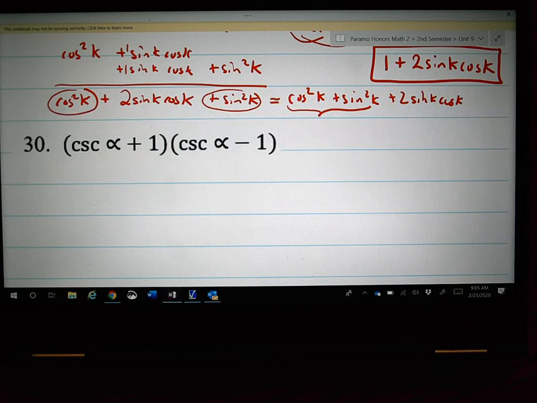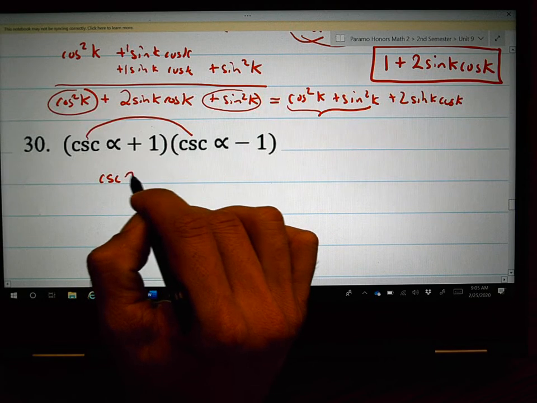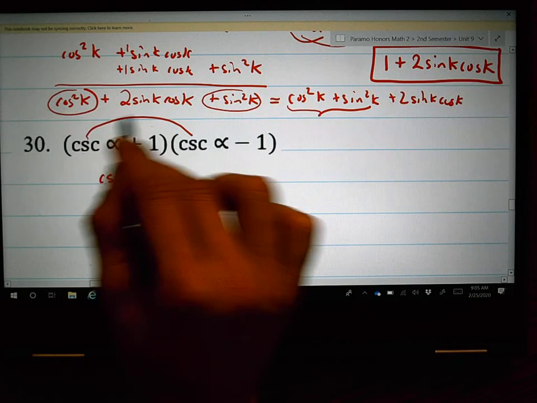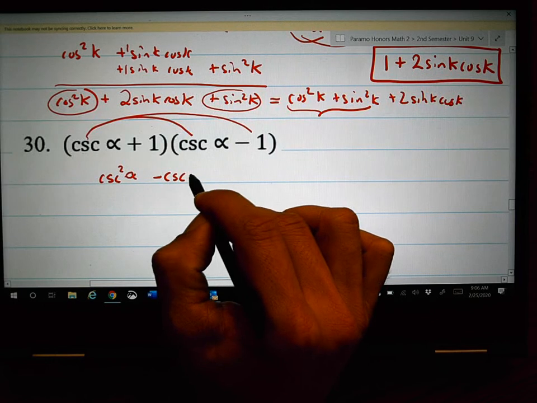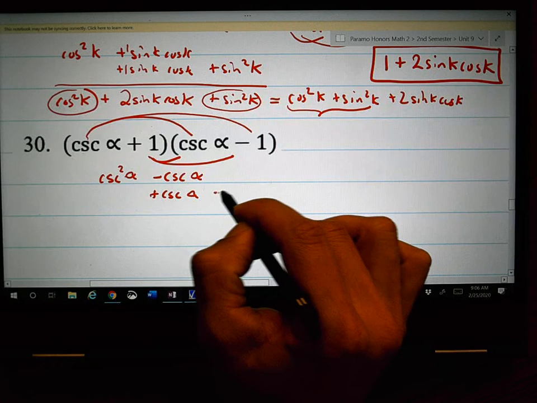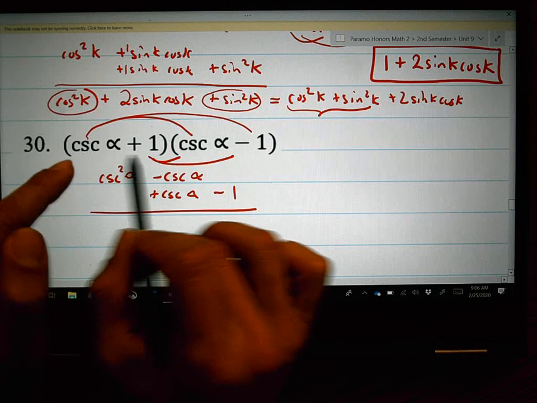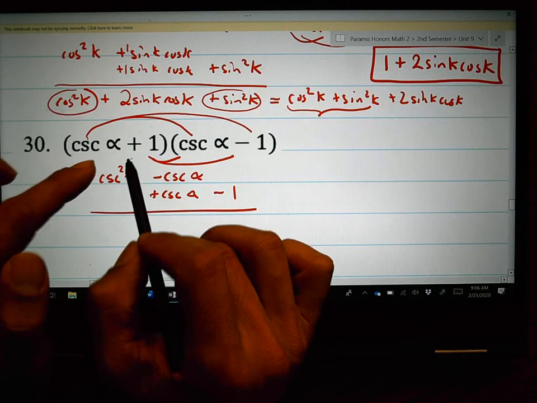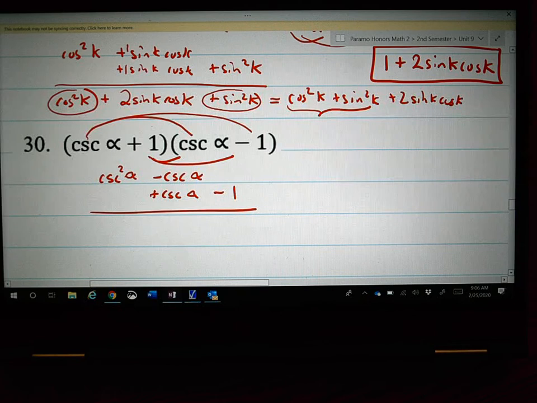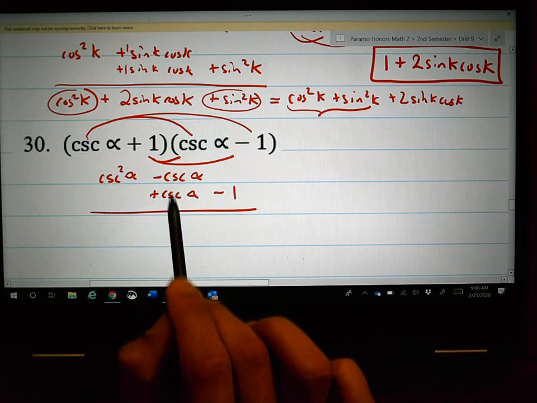I have to FOIL this out first. 2 of them. Minus cosecant of alpha plus the cosecant of alpha minus 1. I have to do that first because there's nothing, I can't put that together with that. There's not an identity. I can't swap that out because the identities have to be squared in order to use them. The outside product is negative cosecant of alpha. The inside product is a positive. Guess what? That actually cancels each other out.